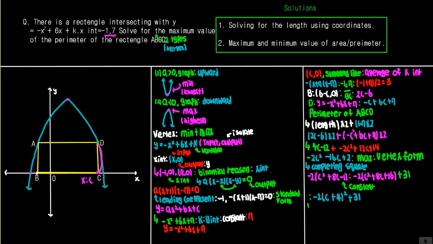So our maximum point in our quadratic function occurs when our c value is negative 4. Our y value, which is the output of our function, will be 31. So for our total answer in this question, when c is equal to negative 4, our output of our function, which is essentially the perimeter of our rectangle, is 31.